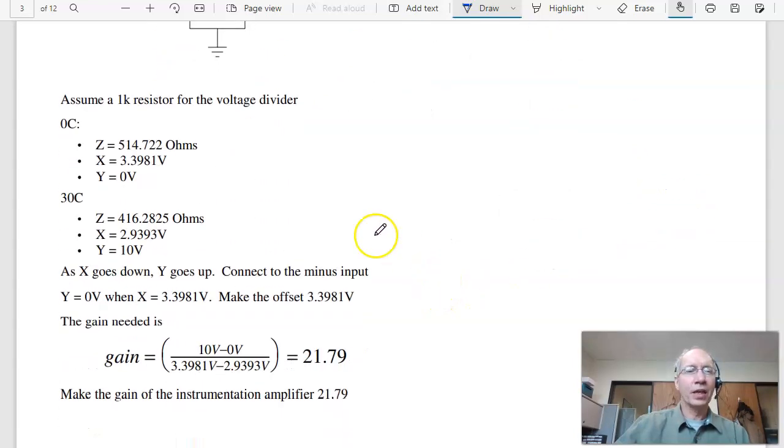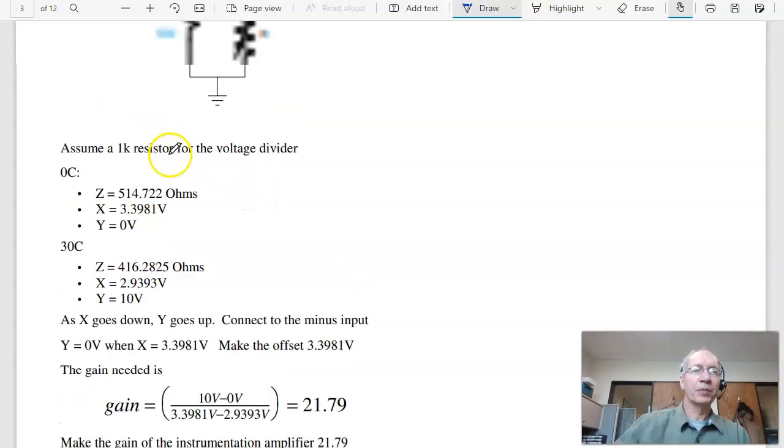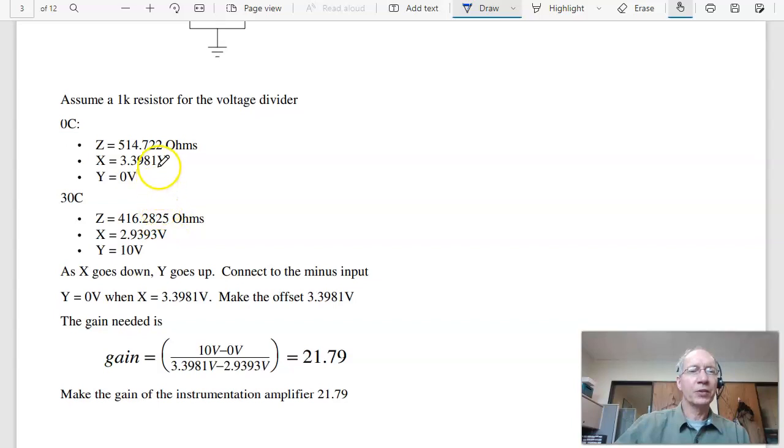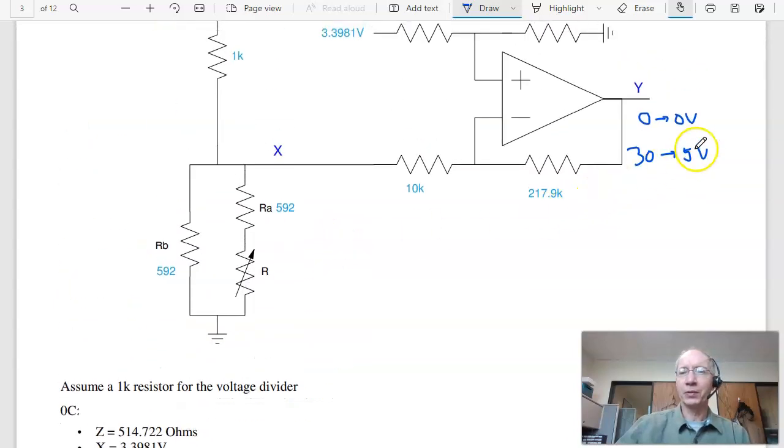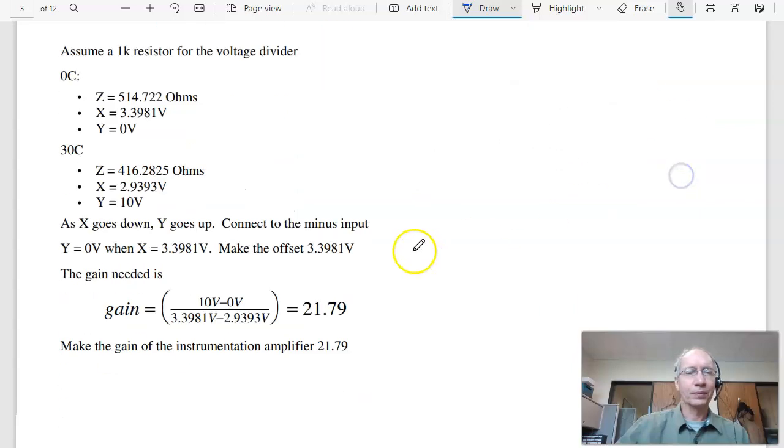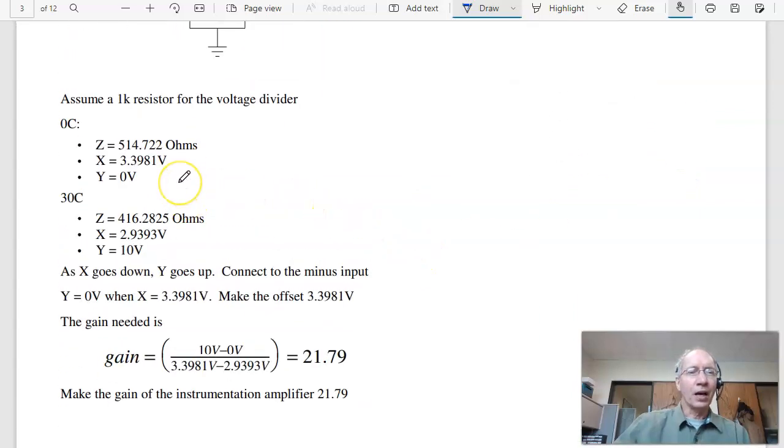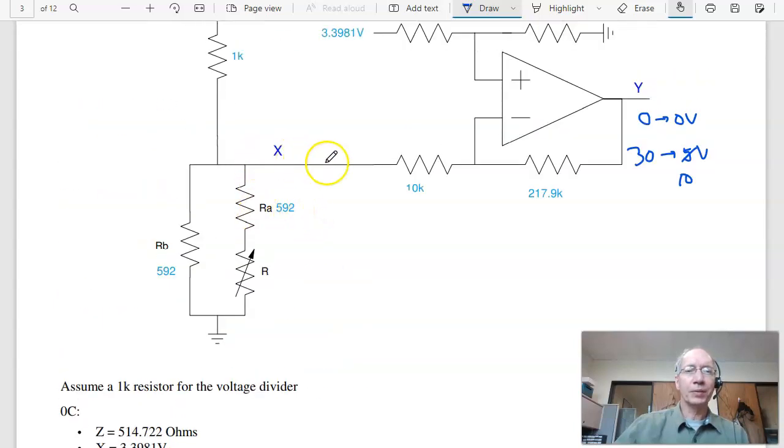So to do that, I calculate what's the impedance at 0 degrees Celsius from the voltage divider. X is 3.39 volts, Y should be 0. At 30 degrees Celsius, X is 2.93 volts, Y should be 10. I guess it went 10 volts. So as X goes down, Y goes up. So connect to the minus input. That's over here.